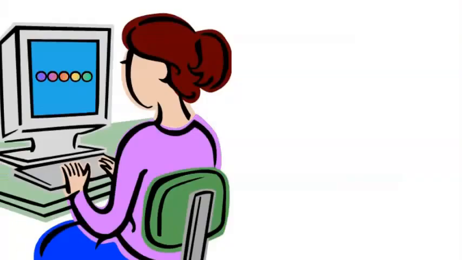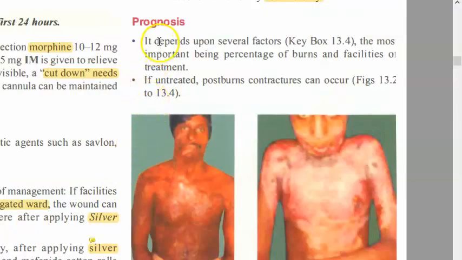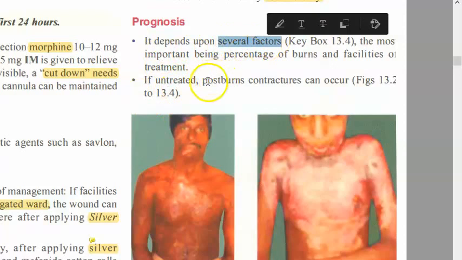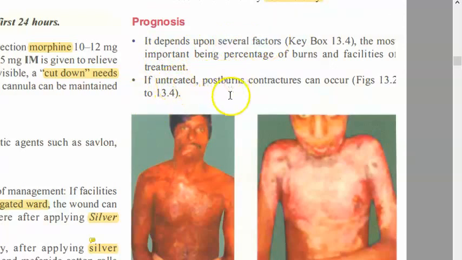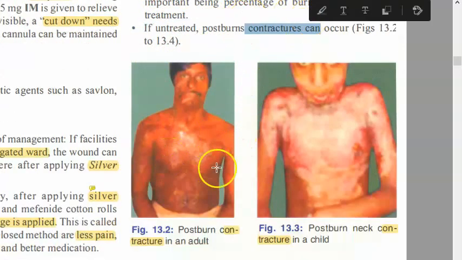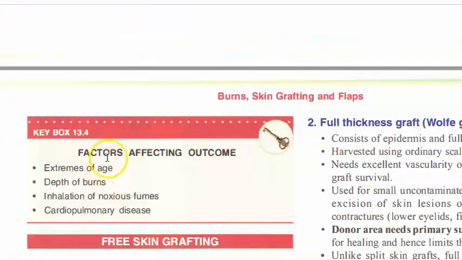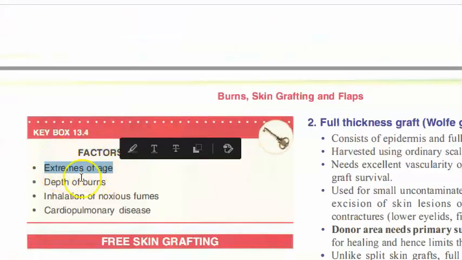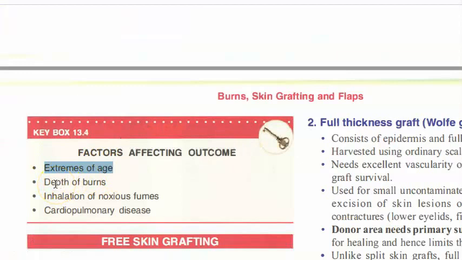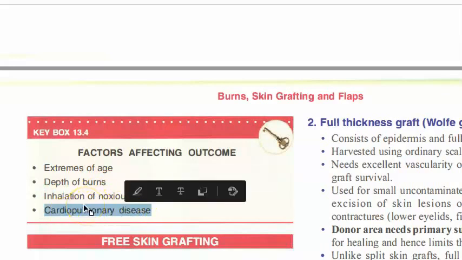Guys, we have reached the last heading in this chapter, in this part on burns prognosis. So basically, it depends on several factors. If you don't treat the post burns, these people can have contracture, which you can see here. So guys, the factors which affect the outcome are the age of the person. If it is very young or very old, they'll have bad prognosis. The depth of the burn, we told you, 1st degree, 2nd degree, etc. Inhalation of fumes can cause problems. Cardiopulmonary disease, if they already have some comorbidities, can have issues.